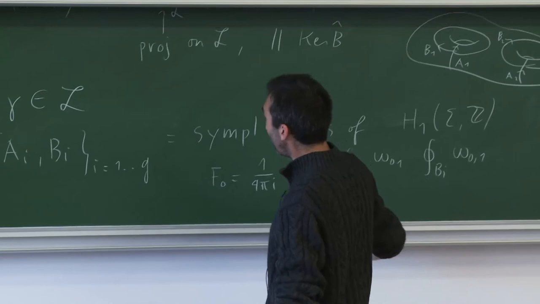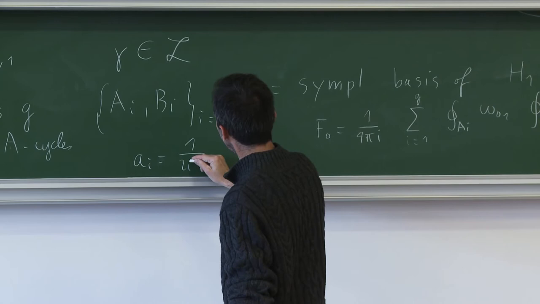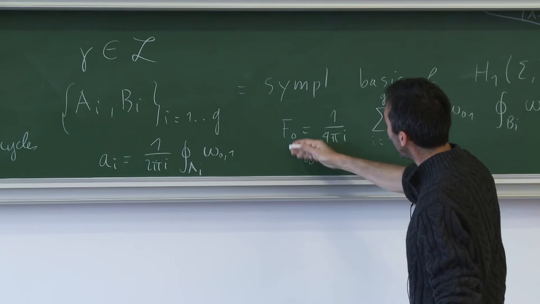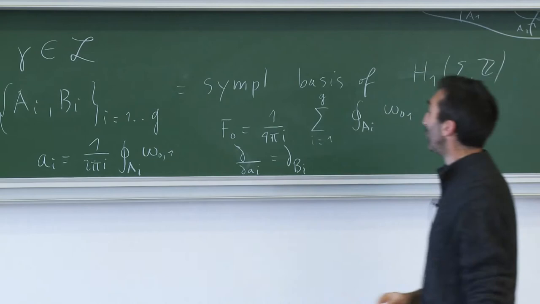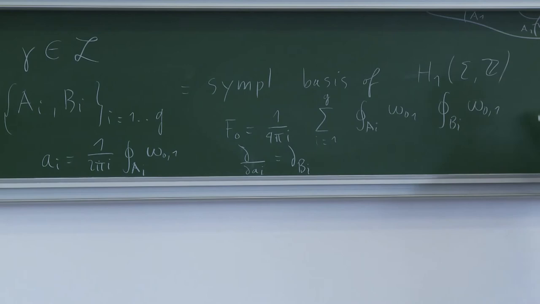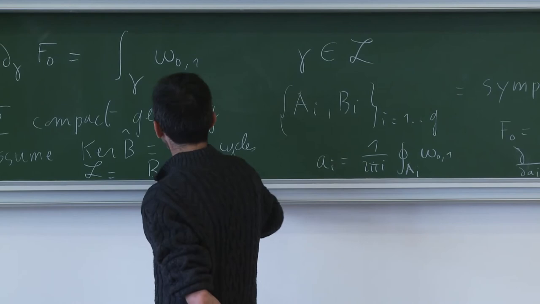So now imagine that I define a_i equals 1 over 2 pi i times the integral over A_i of omega_{0,1}. That's my coordinates. Then d over da_i is in fact the dual b_i cycle. And I choose L to be spanned by the b cycles. Yes, L equals the b cycles. So it's a Lagrangian.